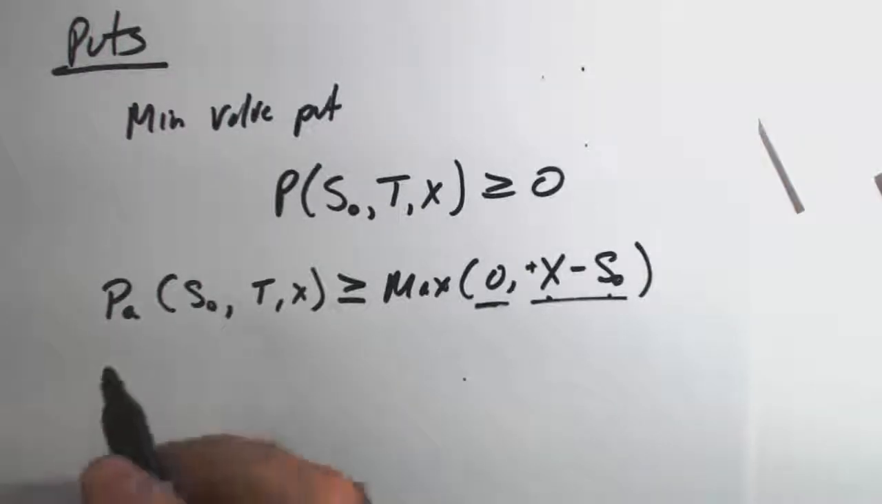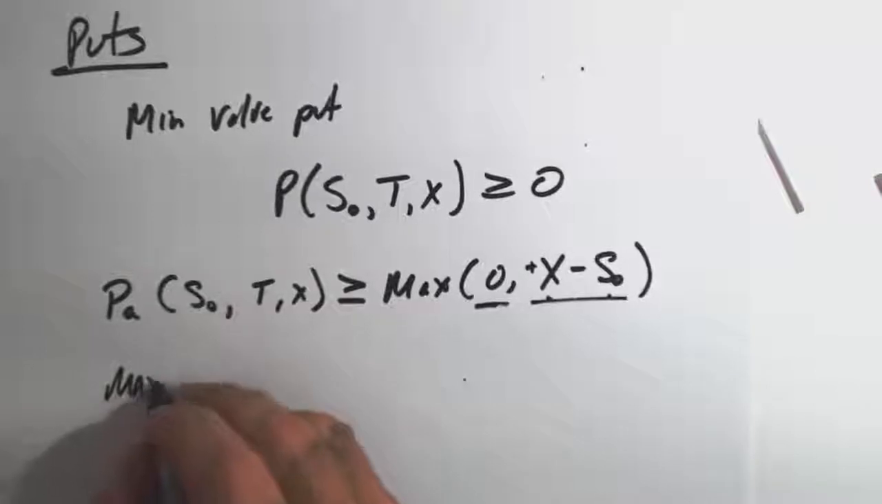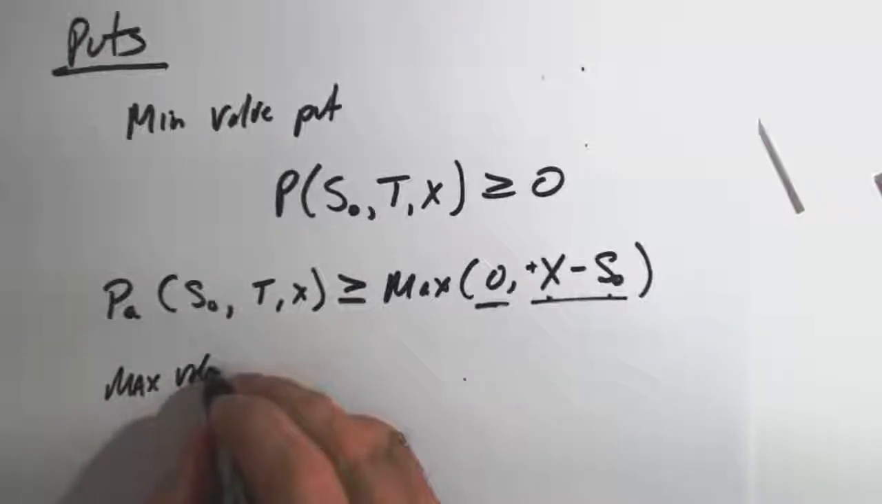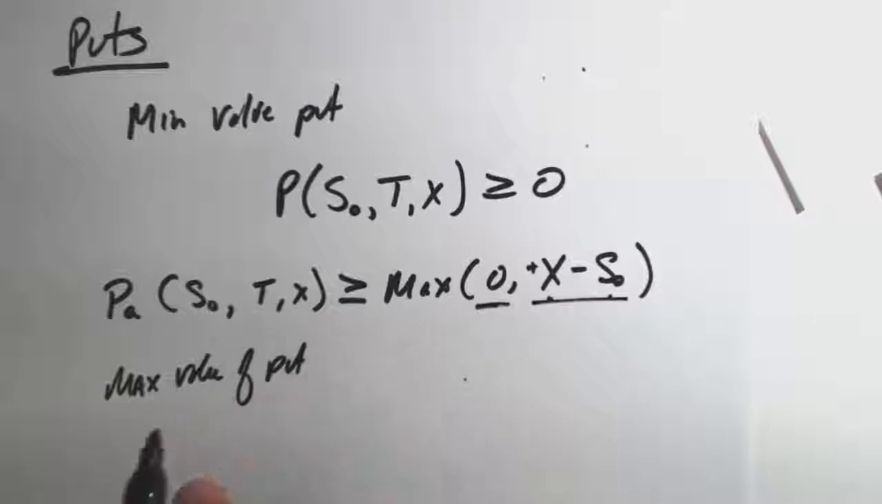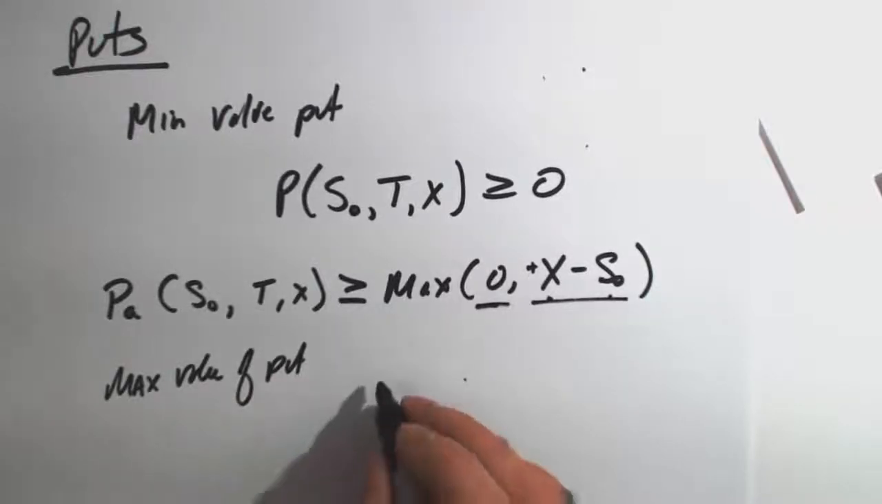Let's look at the maximum boundary, the upper bound, the maximum value of a put. Okay, the maximum value of a put.